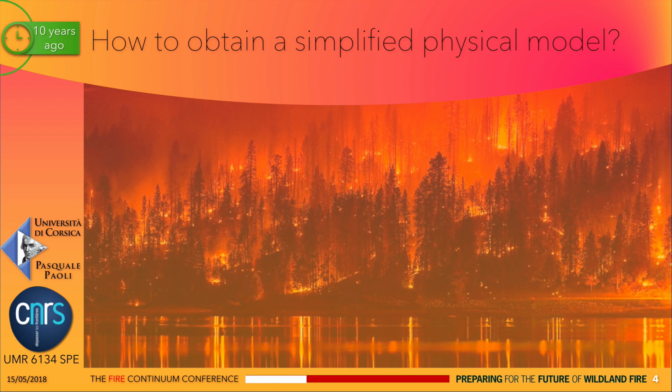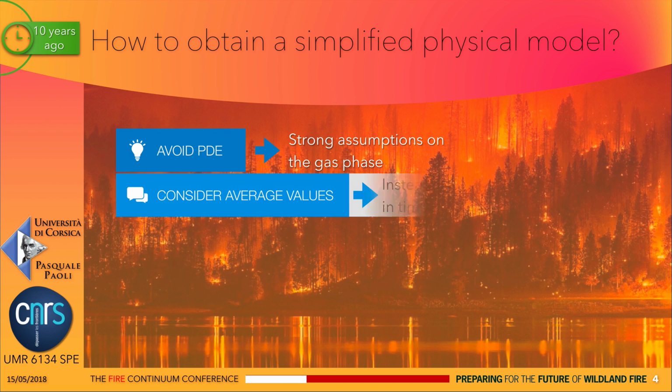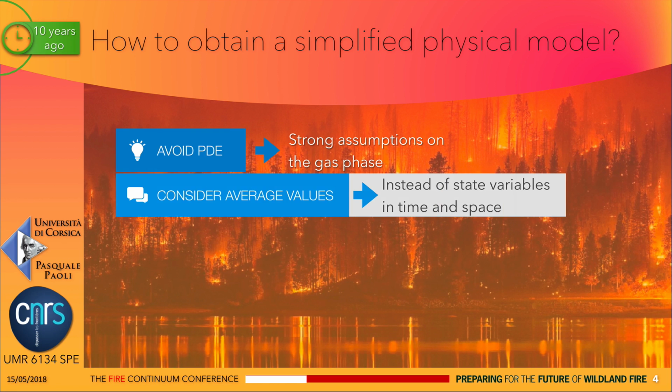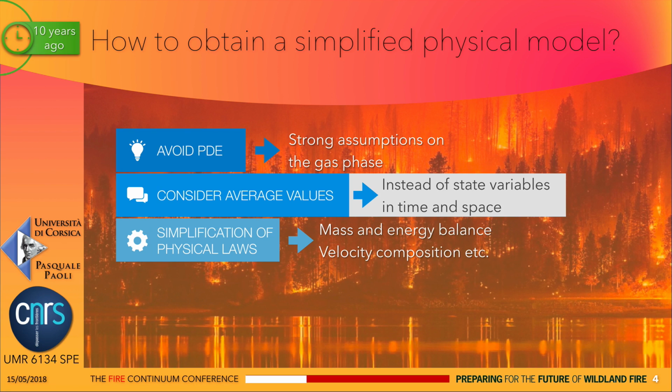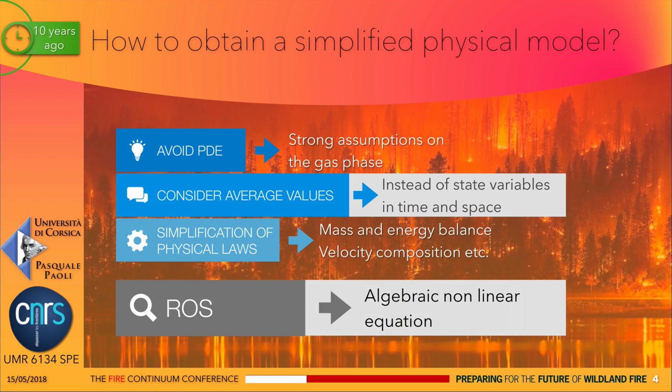So the point is how to obtain a simplified physical model. The first important thing is to avoid partial differential equations, which need strong assumptions on the gas phase. Then we have to consider average values of the variables, for instance, the mean flame temperature. And third, we have to consider simplified physical laws, for instance, simplified mass or energy or preheating balance. Finally, the rate of spread appears to be the solution of an algebraic equation.